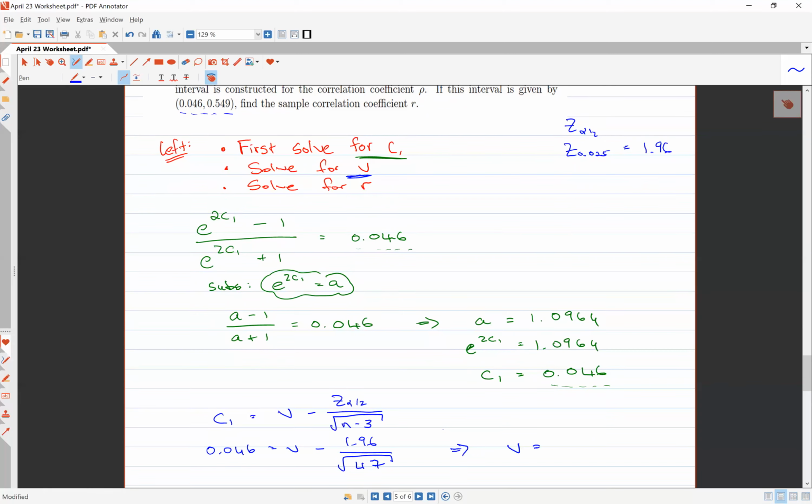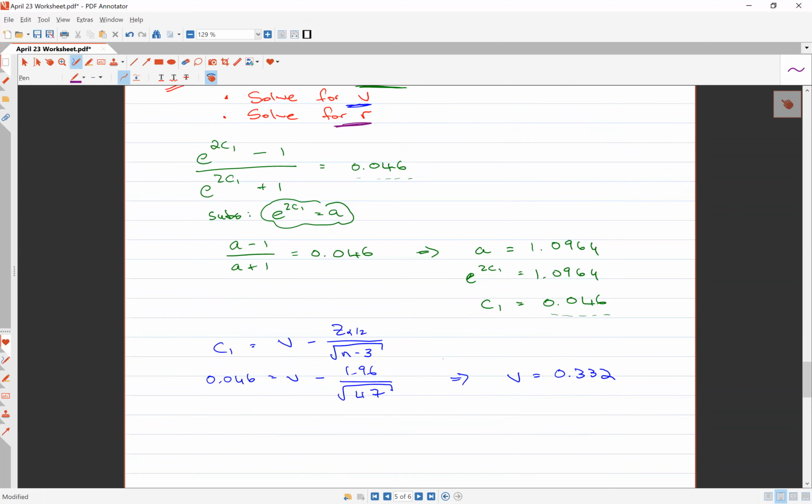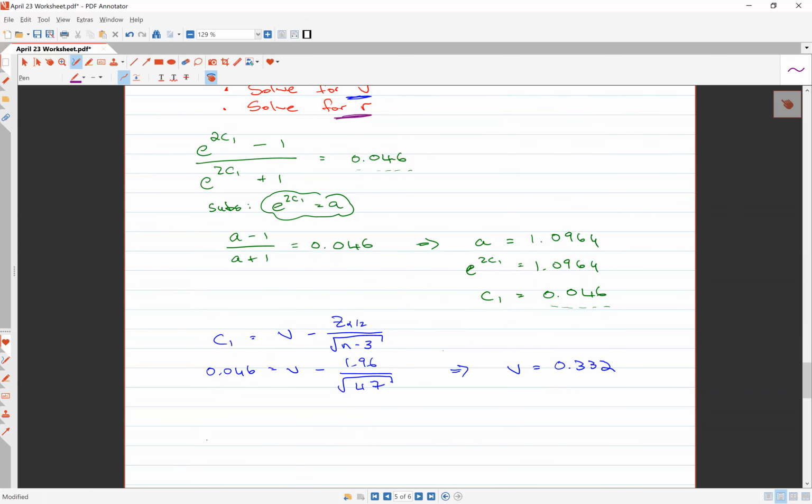Which in this case will give us that V is equal to 0.332. So now we're back on the V scale. We finally have to convert back to the correlation scale. So here we know V was calculated as 1/2 natural log of 1 plus R over 1 minus R.